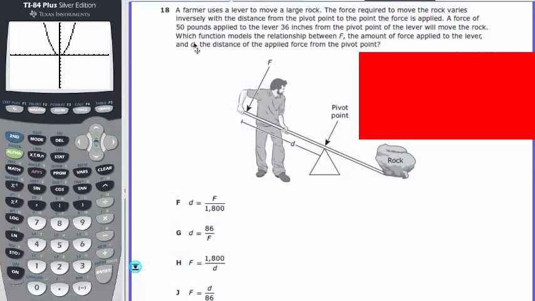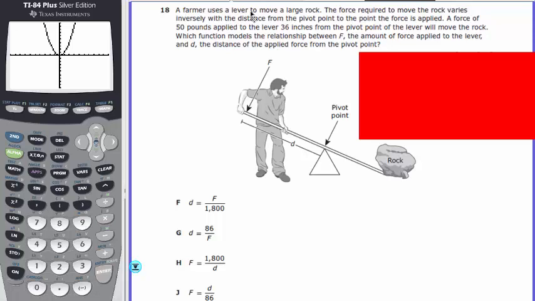Okay, question number 18. Which function models the relationship F, the amount of force applied to the lever, and D, the distance of applied force from the pivot point? I noticed that the multiple choices have equations that have the letter F and letter D. So basically we're supposed to determine the relationship and how that relationship can be represented by one of these formulas. Okay, so let's go ahead and read the whole problem now.